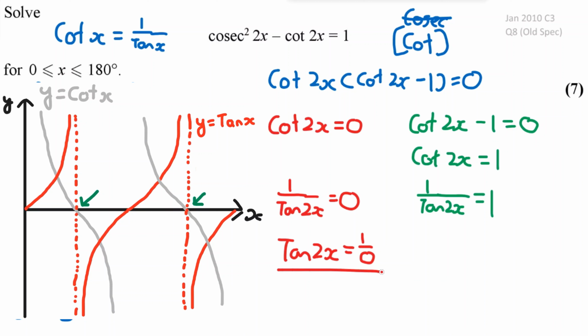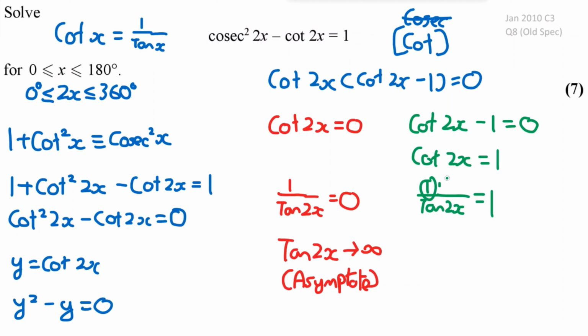So therefore a solution to this is when tan of 2x, we're not going to write it as 1 divided by 0. We can either say it's approaching infinity, or we can just say when it's an asymptote. A solution to this is when tan of 2x is an asymptote, and then this one we move the one numerator onto the other side, so it becomes tan of 2x is equal to 1 divided by 1, which is 1, like this.